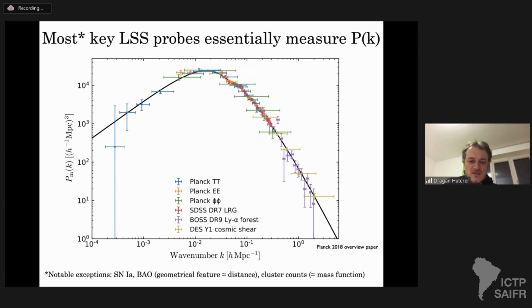This is a slide that Pedro Ferreira showed in the beginning. I think he was the one who showed that. I don't know how much detail he went into to explain it. This is P of k as a function of k. The black line is theory. This is from the Planck overview paper, by Zaldarriaga and Tegmark, I believe, who had an early version of this plot. These are effective measurements of the power spectrum.